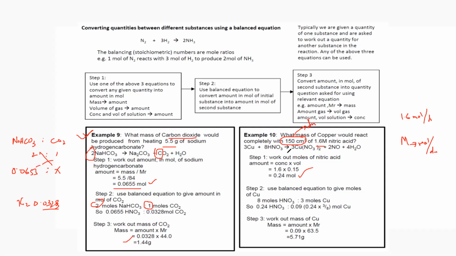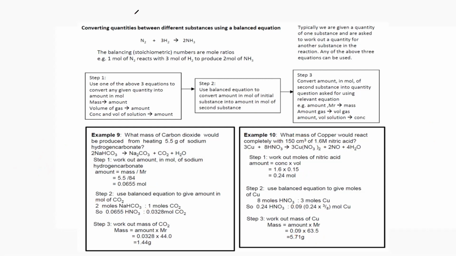After getting the moles of nitric acid, we use the ratio of nitric acid to copper, because we are finding copper. The ratio is 8:3. So we get the moles of copper, which comes out as 0.09, and 0.09 moles of copper multiplied by molar mass gives the mass in grams of copper, which is 5.71 grams. Is it clear? Example 10. So these are the moles questions.